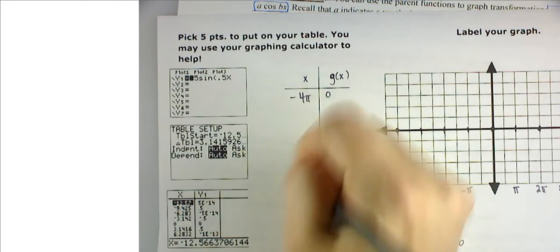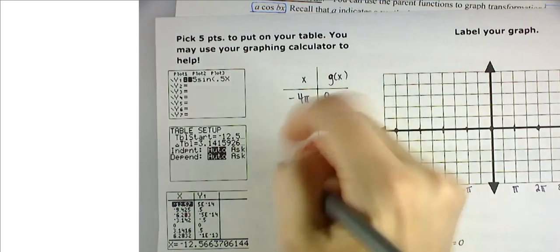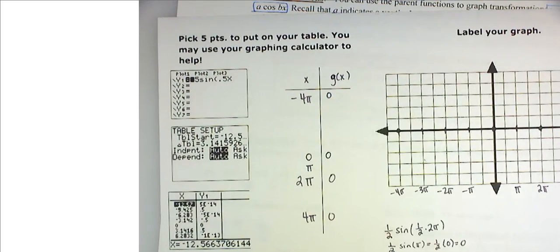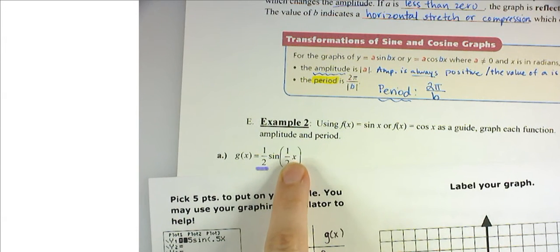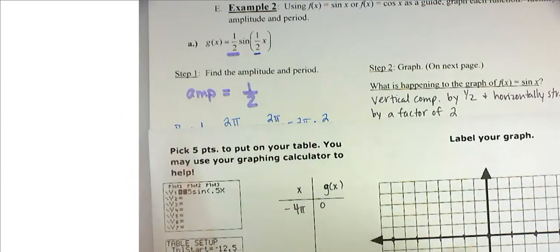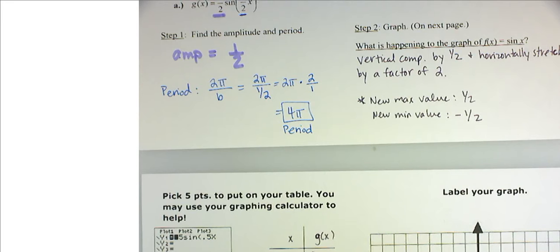And then I probably am going to want to find out what happens at pi and what happens at 3 pi. Okay, so if I plug in pi into my original function, 1/2 times pi is pi over 2. The sine at pi over 2 is 1. So if I do 1 times 1/2, I'll get 1/2. Okay, so remember we said that is our new maximum. Well, halfway in between these two, you are going to hit your maximum.